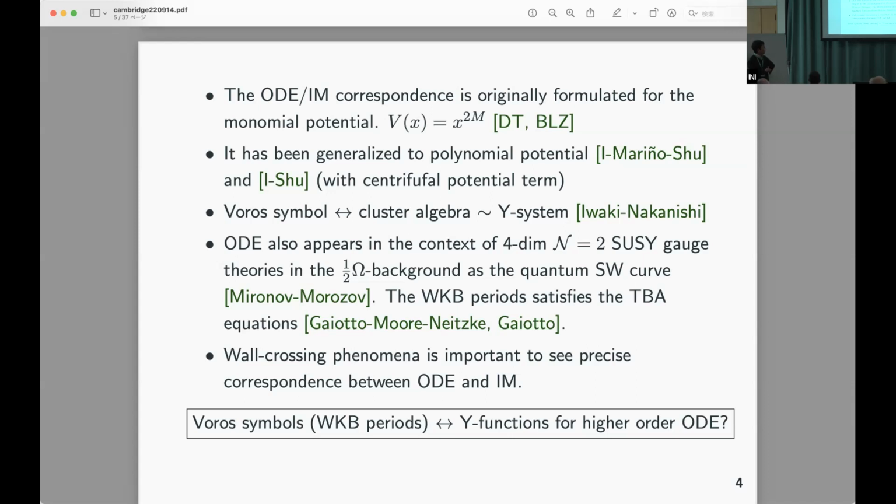Using this wall crossing phenomenon, we can study different types of integrable models from the same type of ODE with different potentials and different parameters. But this has mostly been explored in the case of second order differential equations. So I want to extend this relation to higher order ODEs.